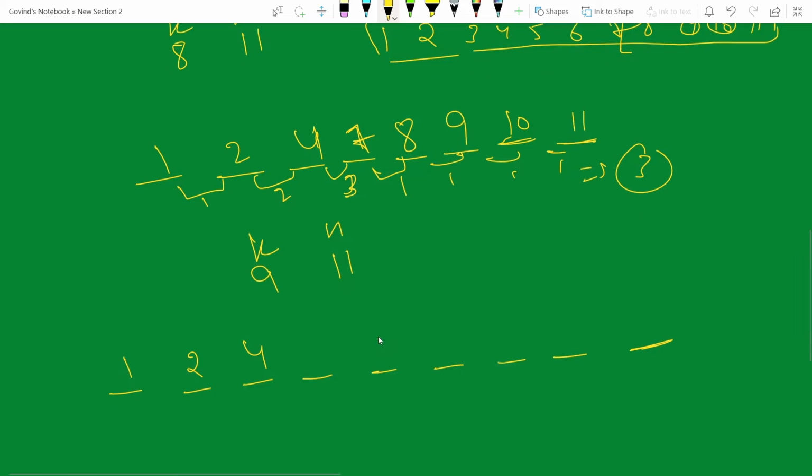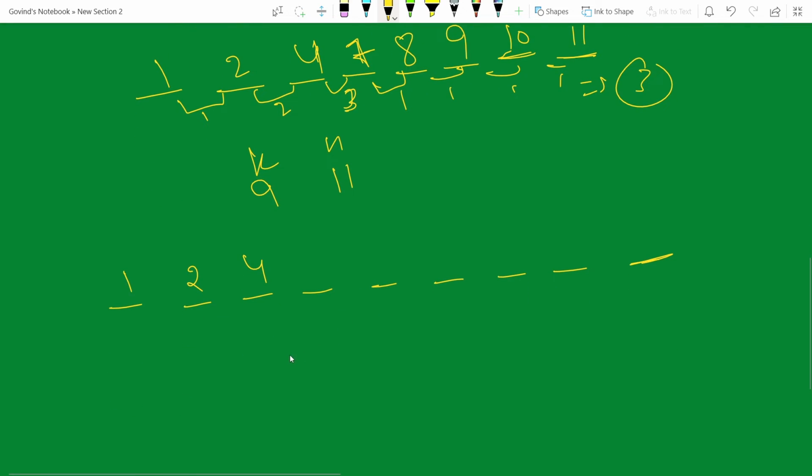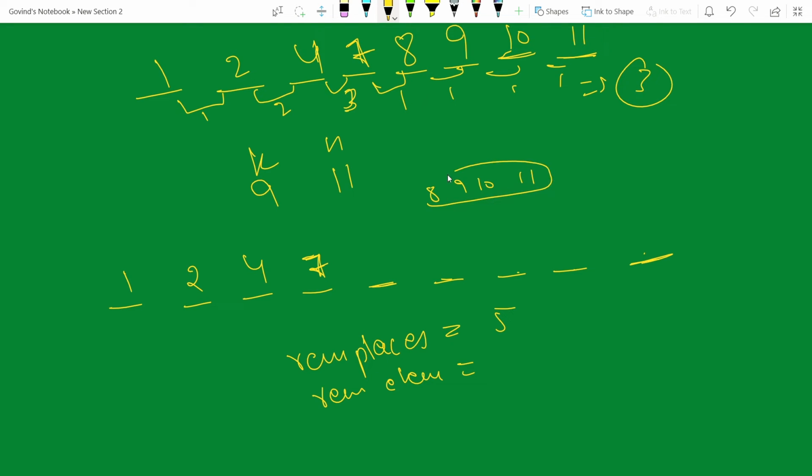So let's try to get the remaining places. What will be the remaining places? If I put 7 here, then the remaining places are 1 2 3 4 5, that is 5. And what are my remaining elements? From the last number that I put, I can put 8 9 10 11, because it is strictly increasing. I have only 4 numbers, because now we need to fill 5 places and we have only 4 numbers, so it is not possible, right?